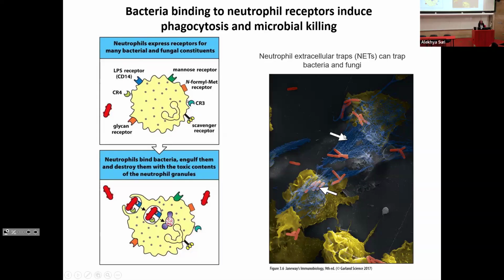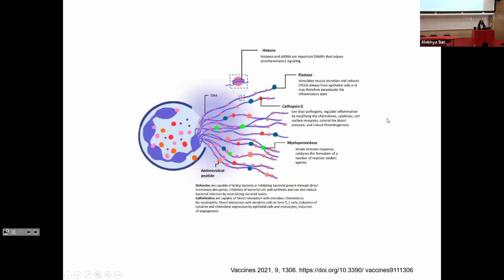In addition to this process, the neutrophils also have another process to kill the bacteria called neutrophil extracellular traps. So as the neutrophil is phagocytosing and killing the bacteria, it itself actually can undergo cell death. But when the neutrophils undergo cell death, they release these extracellular, what's called neutrophil extracellular traps, that can actually bind and kill the bacteria. And it can do that by many different mechanisms.